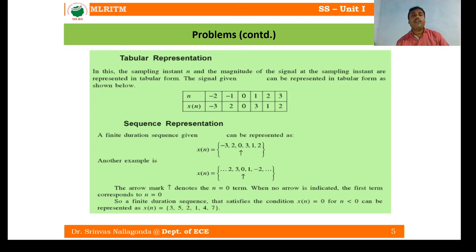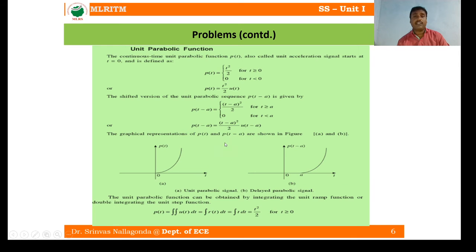So in the semester or any exams, they may represent discrete time signals in any one of the representations, but all are the same.